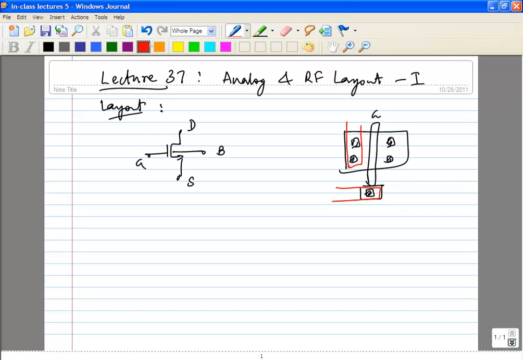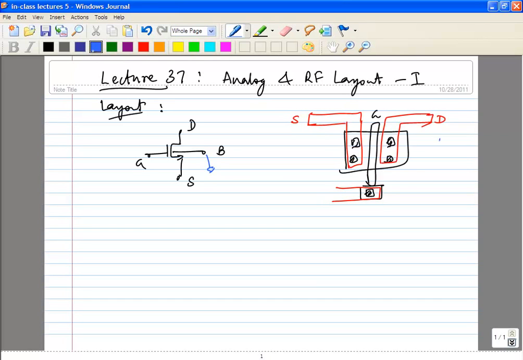Similarly, let us say this is the source. Let us say this is the drain. Okay, how about the bulk? The bulk is the surrounding area. Typically your bulk is connected, let's say for an NMOS, to ground.